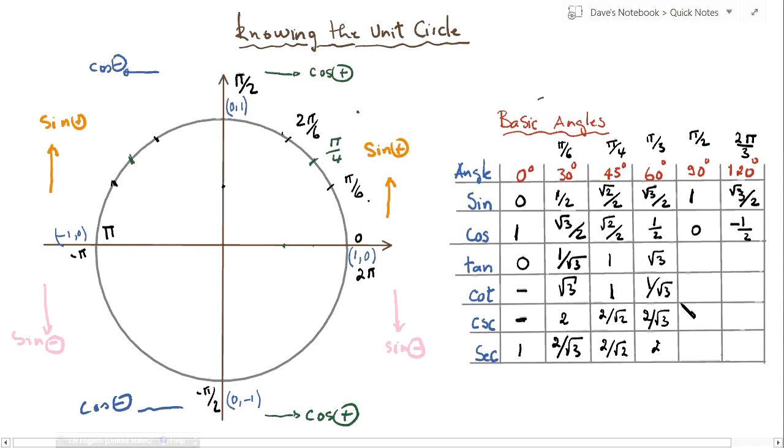All right, and the 90 degrees, we have the tan is 1 over 0, and it is undefined. And the cotangent will be 0 because we're going to have 0 over 1. The cosecant will be 1 over the sine. That'll give us 1. And the secant will be 1 over the cosine, and the cosine is 0. That will be undefined.